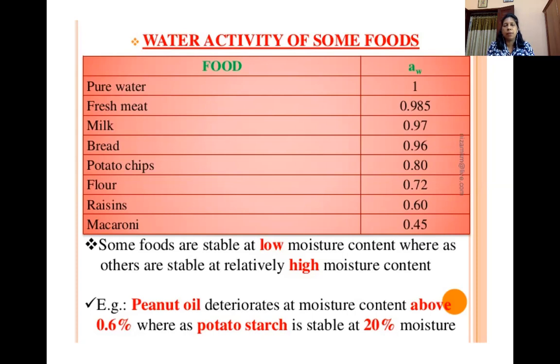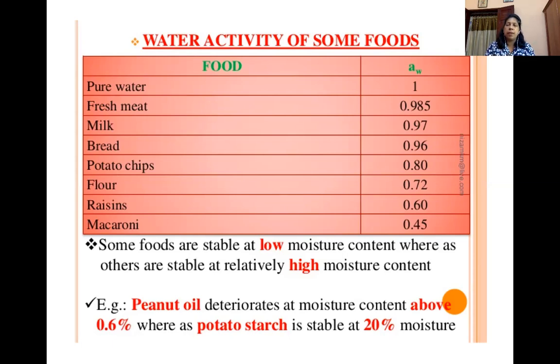But in the case of potato chips here, I mean the fried chips, right? Not the ones in the packs. The other flour is at 0.72, raisins 0.60, and macaroni 0.45. Then you can get some idea about how we can keep these products in a normal environment without many changes to the physical, chemical, and nutritional composition because of the water activity.